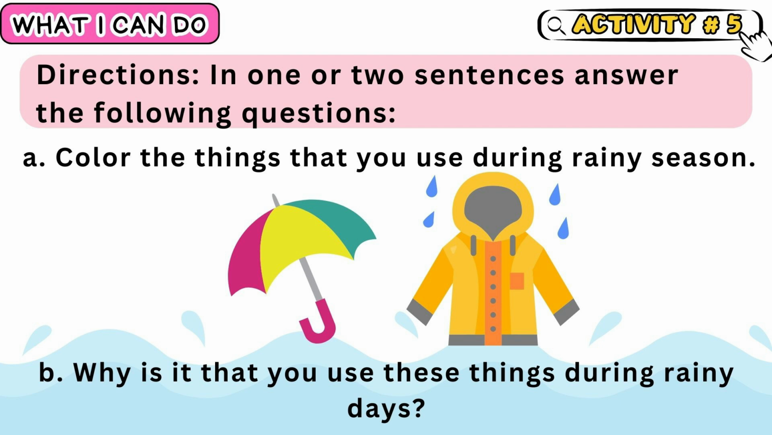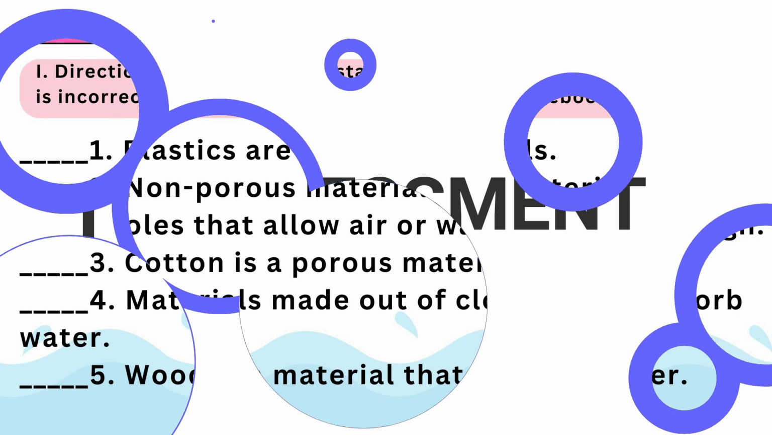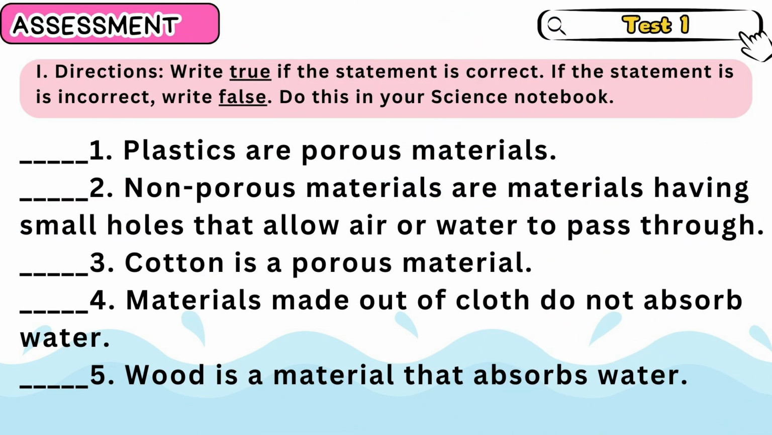Wonderful. Now you've figured it out. Good job, kids. Our last activity. Directions. Write true if the statement is correct. If the statement is incorrect, write false. Do this in your science notebook.